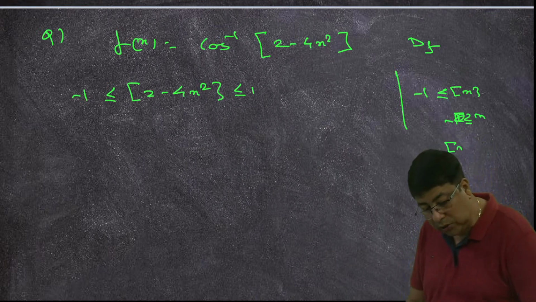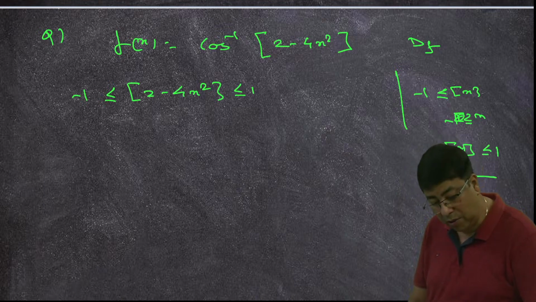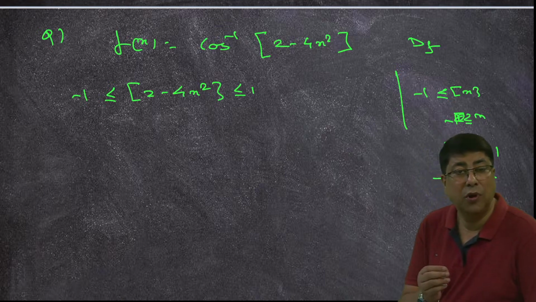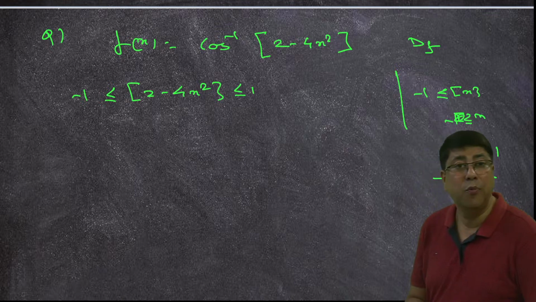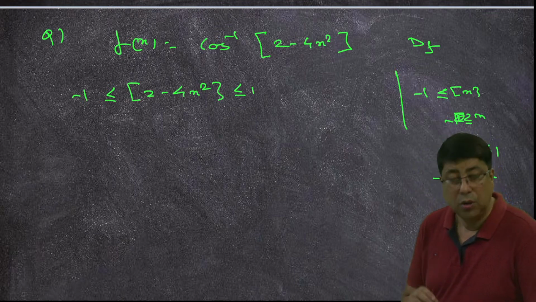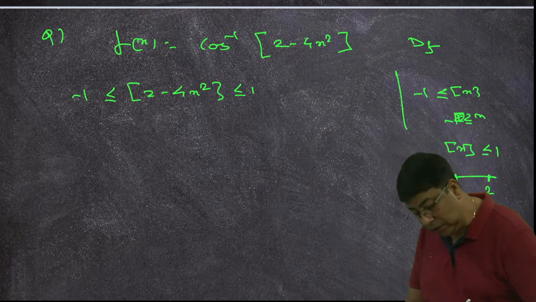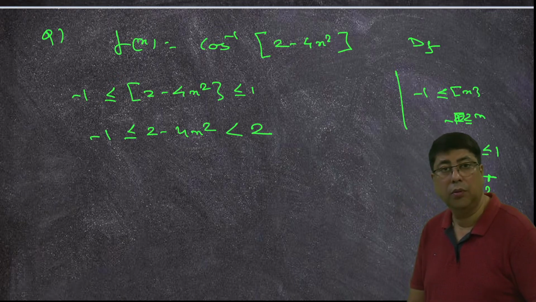So suppose box x less than or equal to 1. Draw a number line and put 1 in place of x, box of 1 is 1. If you put 1.7 in place of x, that is also 1. But if you put 2 in place of x, 2 is not less than 1, right? So this is 2 minus 4x square greater than or equal to -1 but less than 2.